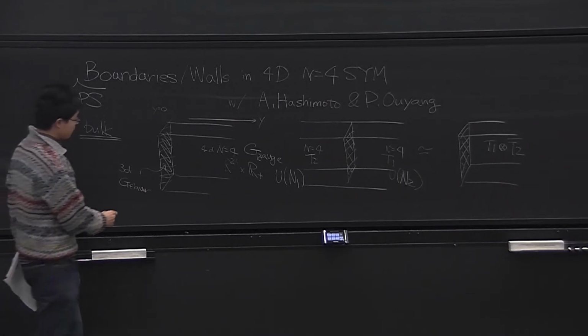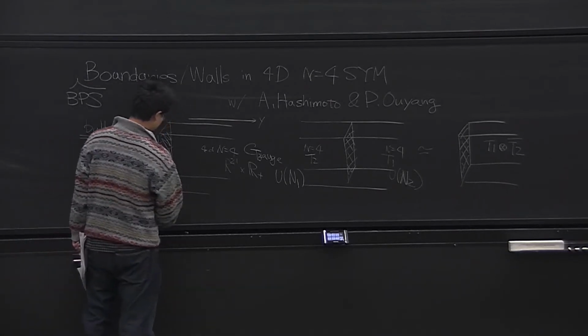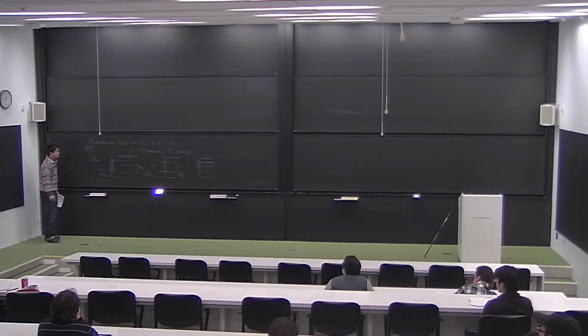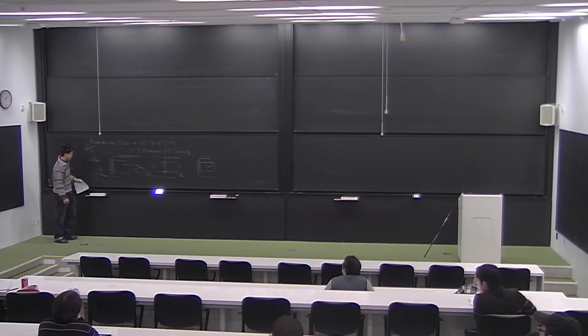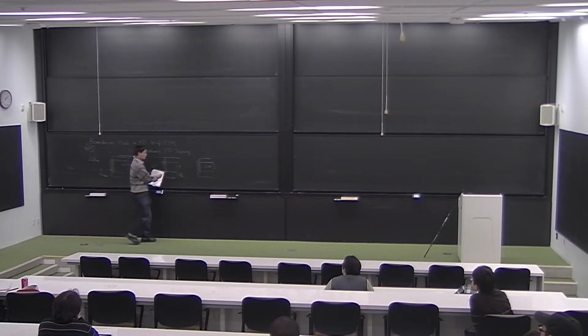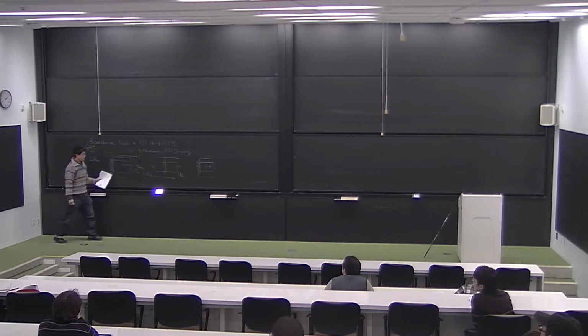Now, of course, if you want to analyze all of that, that would be too complicated. But first of all, I want to impose the condition that it's BPS. So this boundary condition of WO preserves a certain amount of supersymmetries. For N equal 4, there are 16 supercharges, so we can try to preserve a certain amount of supersymmetry here.